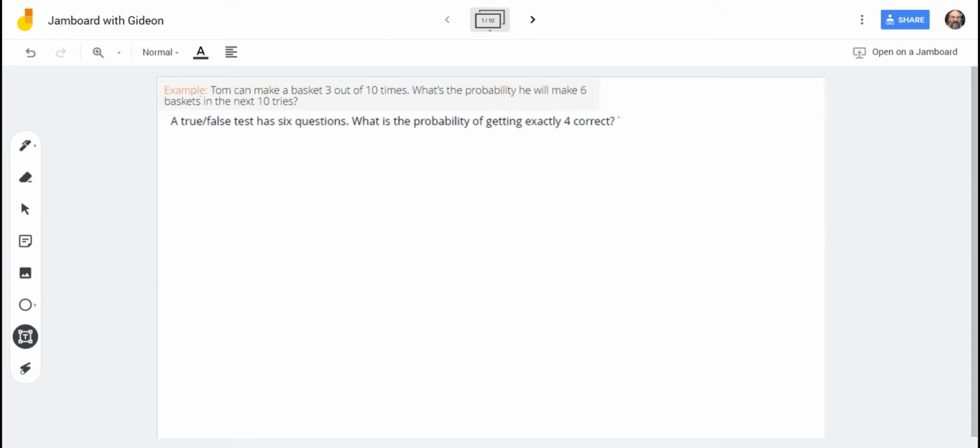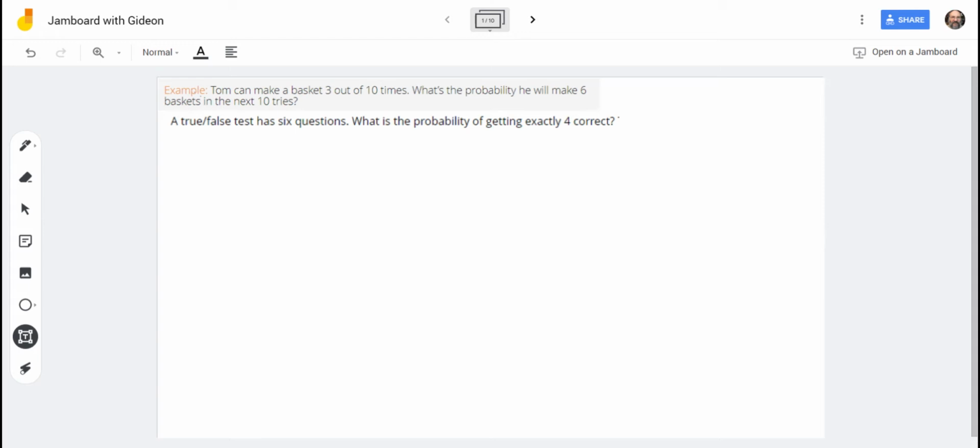It says make a basket. We have to assume that means every single time, 3 out of 10, right? Success is constant, right? That probability doesn't change. And then the question becomes, what's the probability he'll make 6 baskets in the next 10 tries, right?